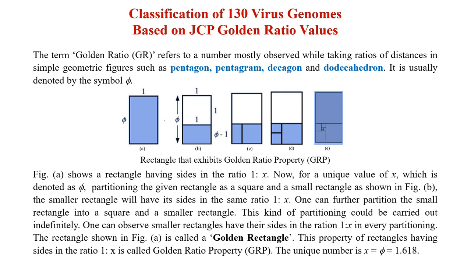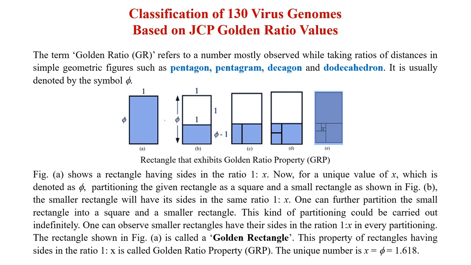It is usually denoted by the symbol phi. Figure A shows a rectangle having sides in the ratio 1:x. Now, for a unique value of x, which is denoted as phi, partitioning the given rectangle as a square and a small rectangle as shown in figure B, the smallest rectangle will have its sides in the same ratio 1:x.